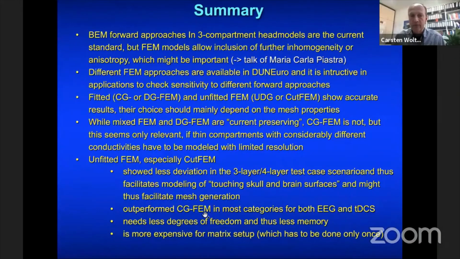CAD-FEM outperformed CG-FEM in most categories on the electric side. We have not yet tested it on the MEG side. It's not yet implemented, so we need to do that.